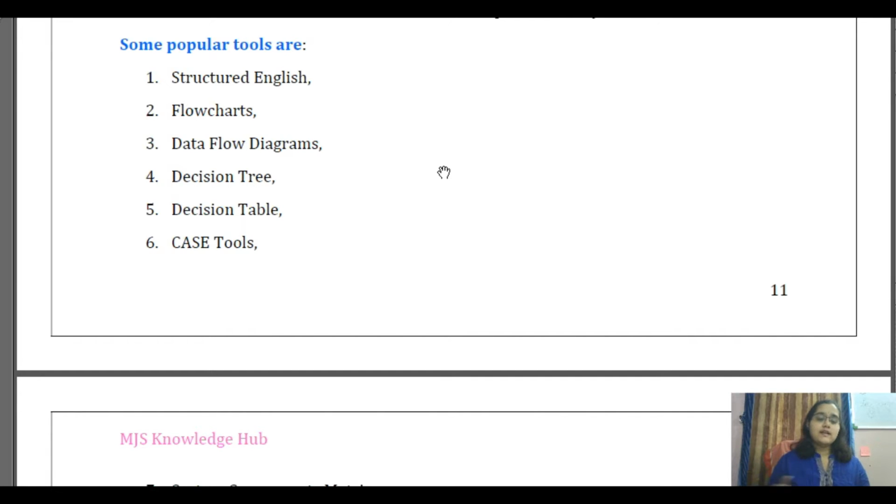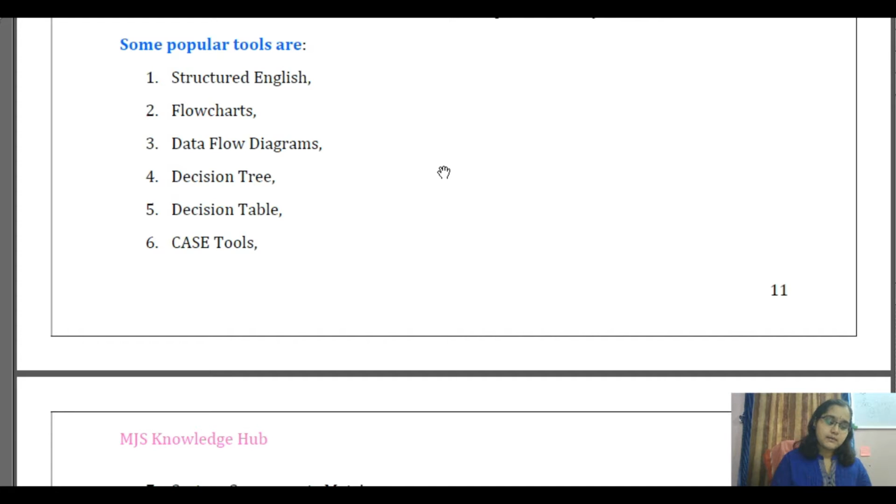Then the decision tree. A decision tree is generally useful for complex decisions where you need to see all the possible outcomes and then take a decision depending upon the probability of achieving success. So a decision tree is a tree-like chart with several branches showing the possibility of a particular event happening or not happening. This helps us in taking better decisions.